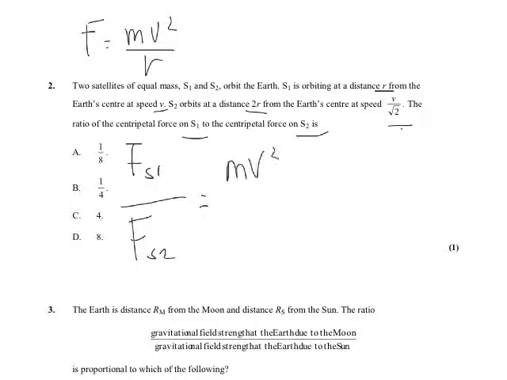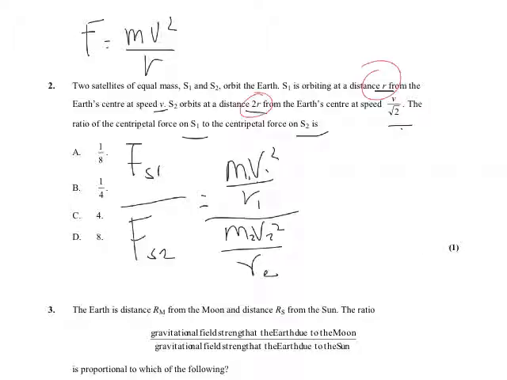Now the force on S1 over the force on S2 will be equal to mv squared over r1 over mv squared over r2, and that would be m1 and m2, and this would be v2 and v1. Okay, so now we need to start substituting the values that we're given. On S1 it's r, on S2 it's 2r. The speed in S1 would be v, and for S2 it would be v over root 2. So let's substitute those values in.